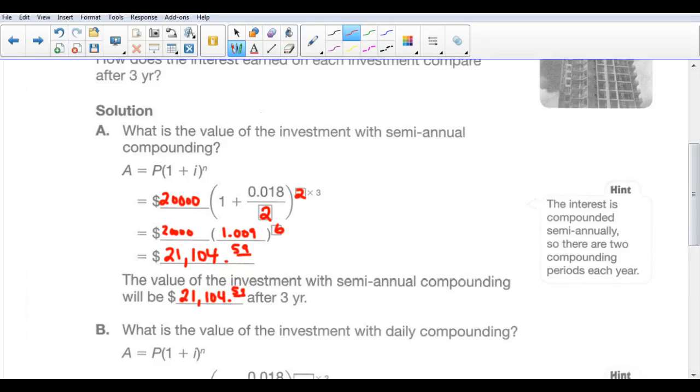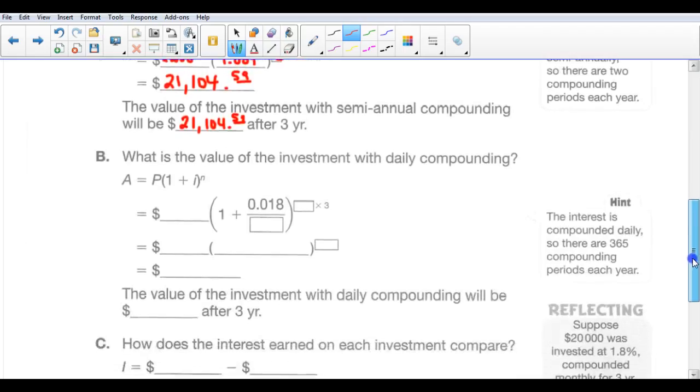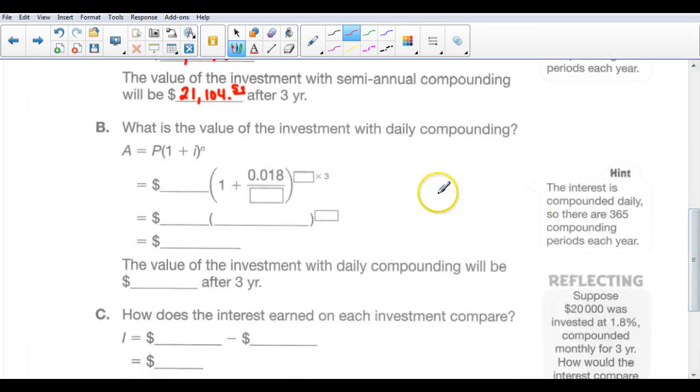The second situation is that she took the second part of the money, the other $20,000, and she invested it at 1.8%, but she's earning compound interest daily. So let's plug in the numbers. 20,000. It's being compounded every day. How many days are in a year? Well, 365. And that means how many times is it going to be compounded in 3 years? Well, 365 times 3. So now we end up with $20,000. And we have to do this calculation first. 0.018 divided by 365 and add 1 to it.